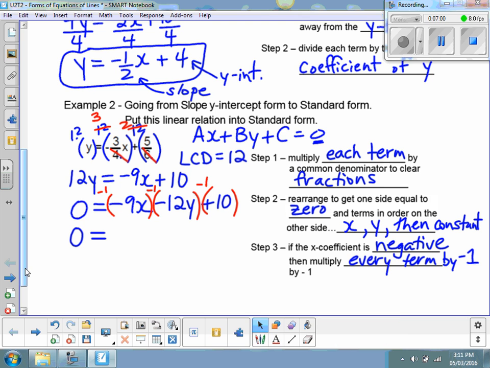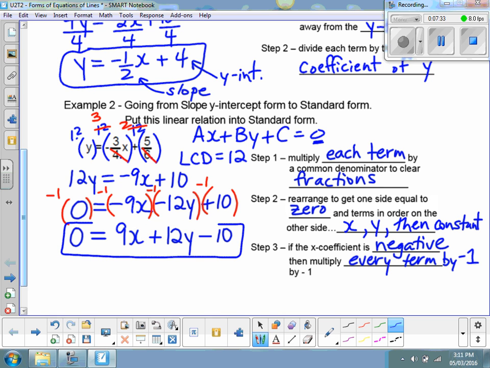Sorry, I didn't write this here, but I should show it. I'm actually multiplying the 0 by negative 1 as well. And if I multiply 0 by negative 1, it's just going to be 0. So now on the other side, you see what happens. If I'm multiplying by negative 1, I change the x to a positive coefficient. And then negative 1 times negative 12y is going to be plus 12y. And then negative 1 times 10 is going to be negative 10. So that's what the equation looks like when it's in standard form.